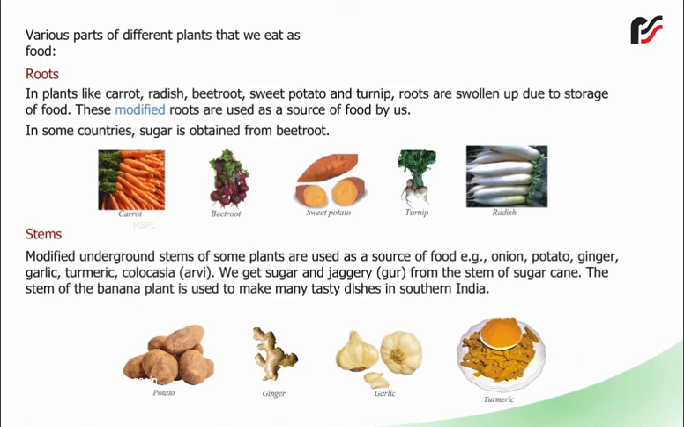Modified underground stems of some plants are used as a source of food. Example, onion, potato, ginger, garlic, turmeric, colocasia, arvi. We get sugar and jaggery, gur, from the stem of sugar cane. The stem of the banana plant is used to make many tasty dishes in southern India.